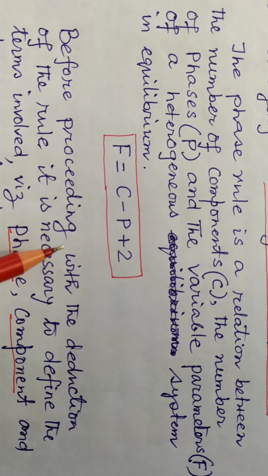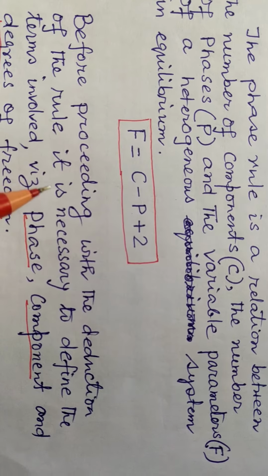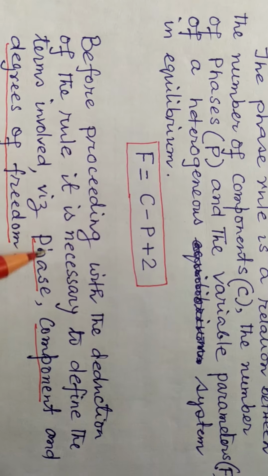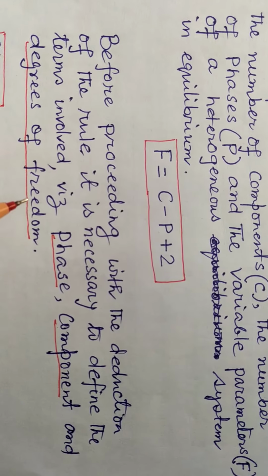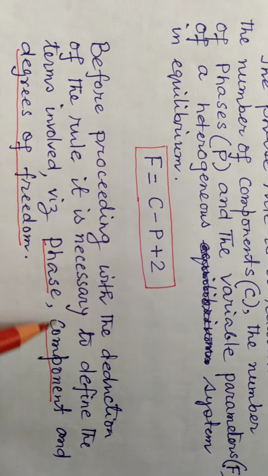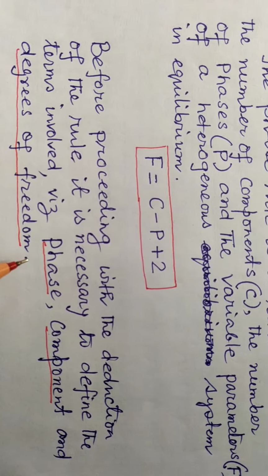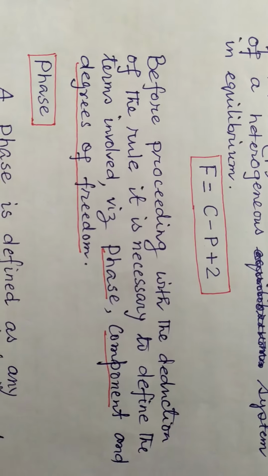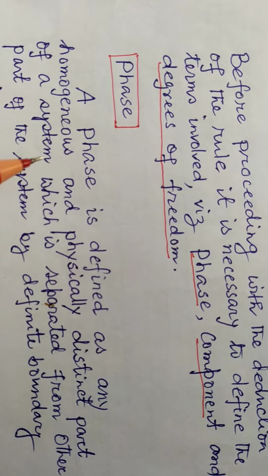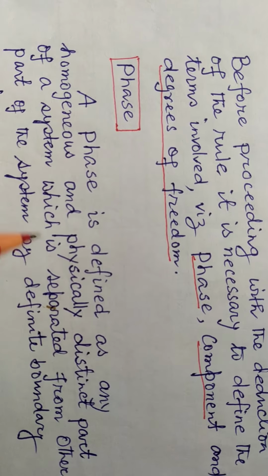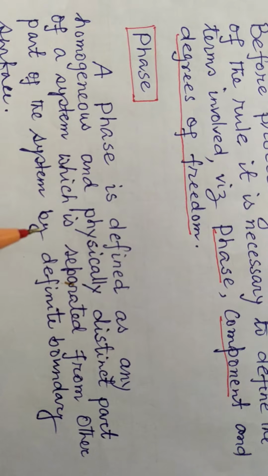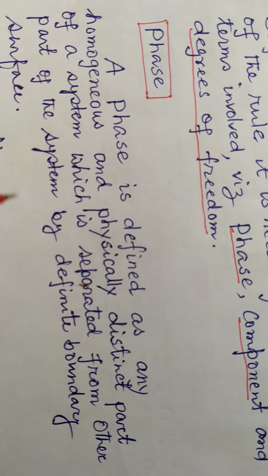Before proceeding with the deduction of the rule, it is necessary to define the terms involved, namely phase, component, and degrees of freedom. So, we will first discuss the phase, component, and degrees of freedom. Now, what is phase? A phase is defined as any homogeneous and physically distinct part of a system which is separated from other parts of the system by a definite boundary surface.